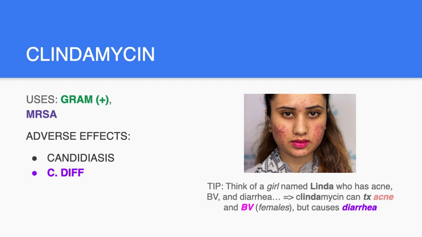So my silly tip for remembering clindamycin is I want you to think of a girl named Linda who has acne, bacterial vaginosis, and diarrhea. So clindamycin has the word Linda in it, and it can treat acne and bacterial vaginosis, which is primarily in females. So that's why I have you think of a girl named Linda. But it can also cause diarrhea. So it's not really that much of a helpful tip, but it's kind of a way that I remembered it. I don't know, it worked for me, but there's probably some better tips out there. But yeah, you can use this one if you want.